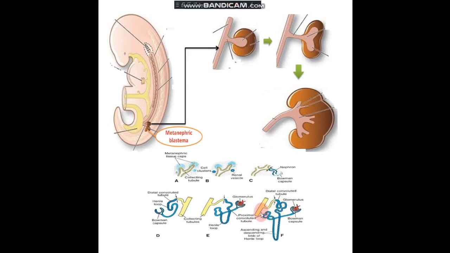So if there occurs failure of this luminal continuity, it will later on give rise to a disease which is known as congenital polycystic kidney disease.